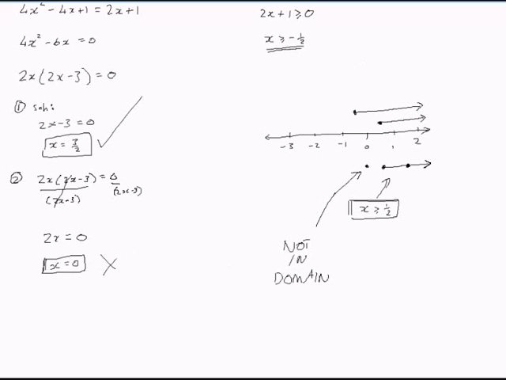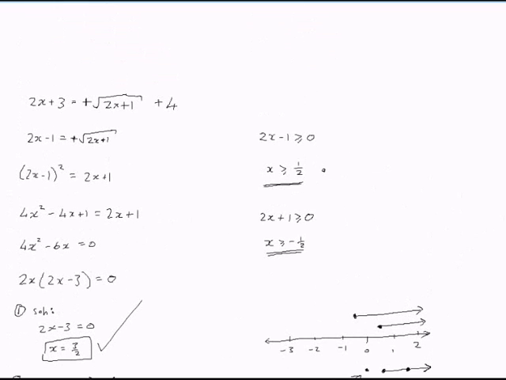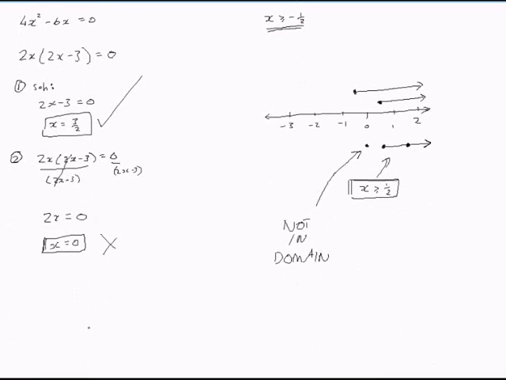You can check your solutions just by plugging x is equal to 3 on 2 and notice it satisfies our original equation. And you can also test our solution by testing x is equal to 0 and notice it's not a solution. Alright guys, that's the answer. x is equal to 3 on 2 is our only solution.